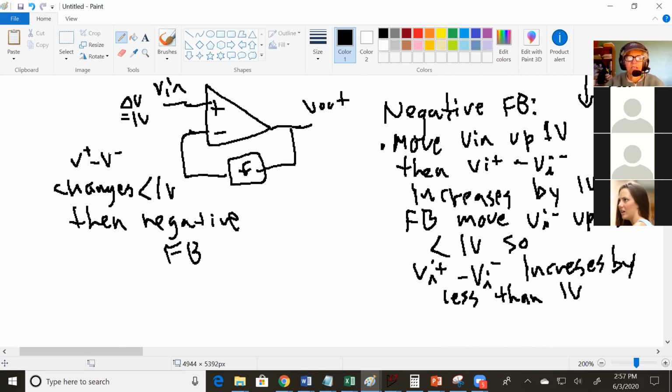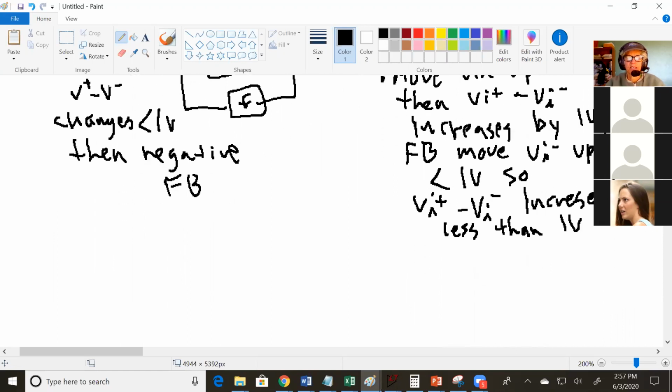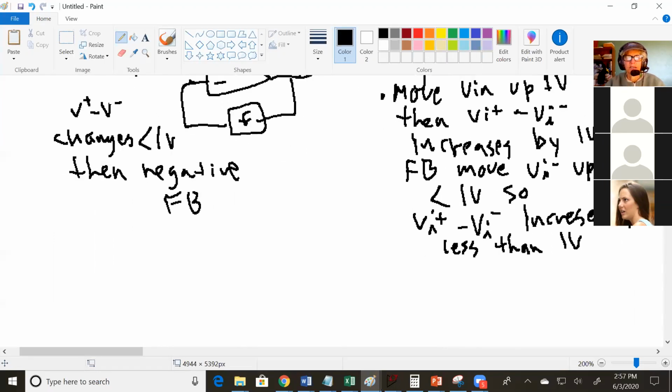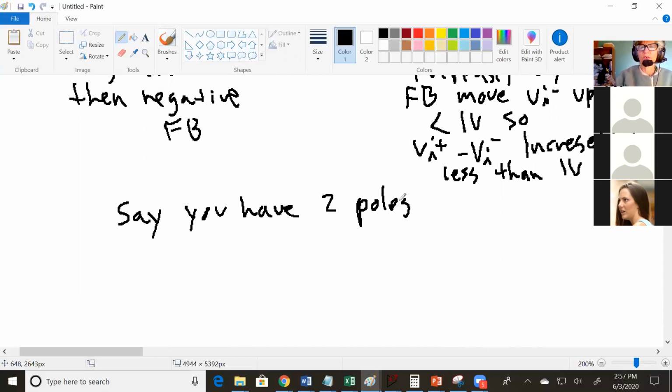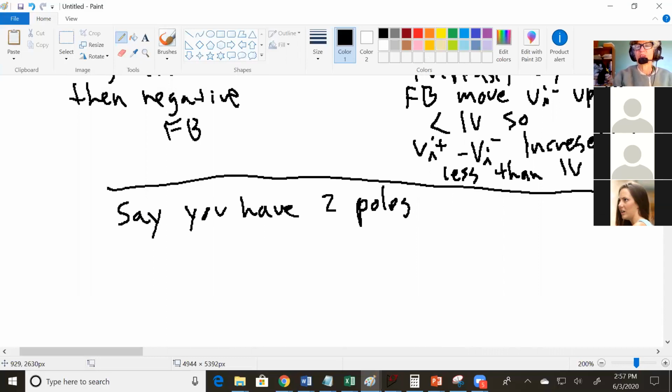So let's look at, say you have 2 poles. What's your phase change for 2 poles? Negative 180 degrees. Negative 180.